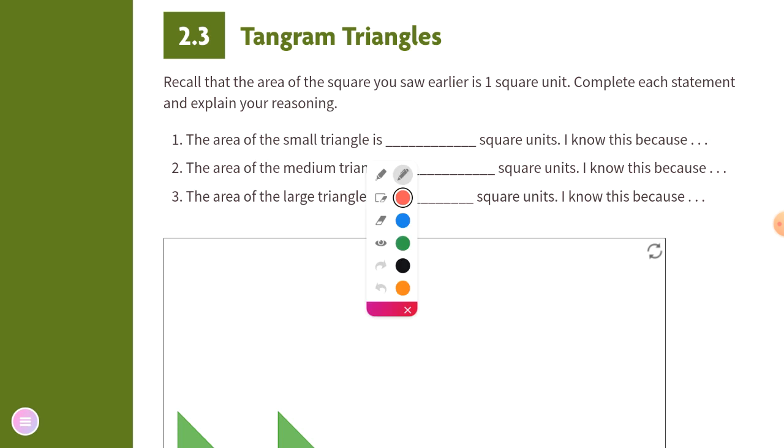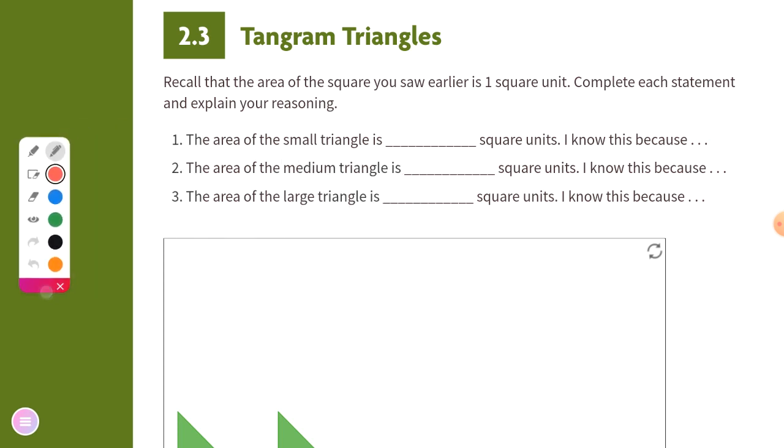Jack. 1/2 square units. Okay, the area of the small triangle is 1/2 square units. I'm going to write my because down here because I don't have room up there. Because why? Who can answer that? How do we know that, Livy? Because the square is 1 unit and 2 small triangles is equal to a square.